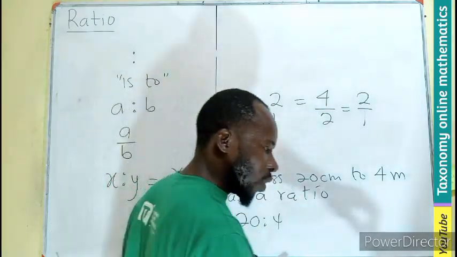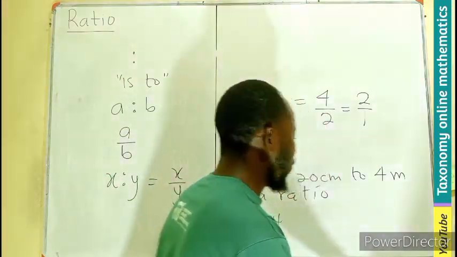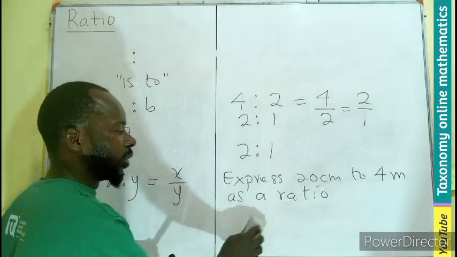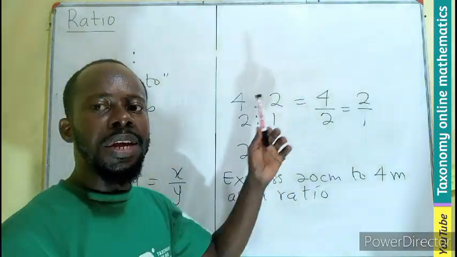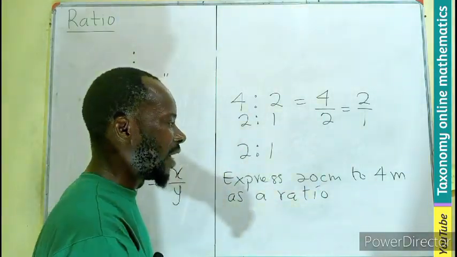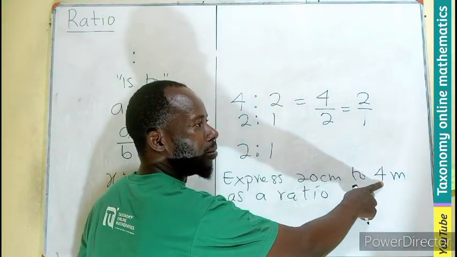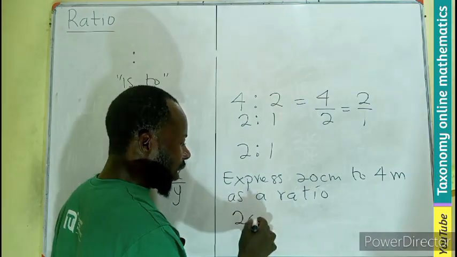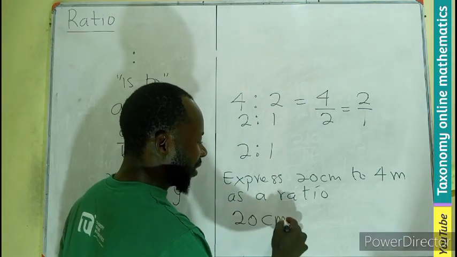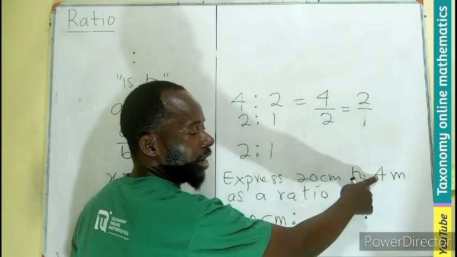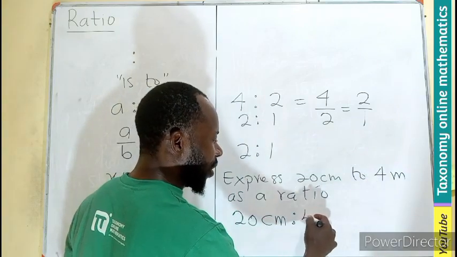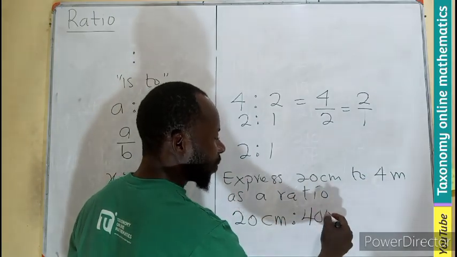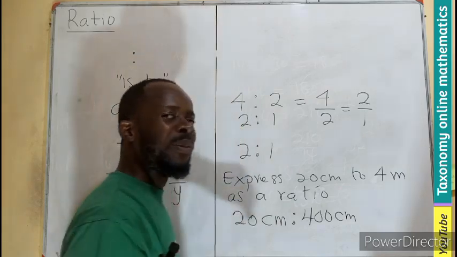So for me to be able to have what I am looking for, I need to change one of the units into the other. In this case, I can change meters into centimeters. So that will become 20 centimeters is to, if this is in centimeters, 4 times 100, that's 400 centimeters.